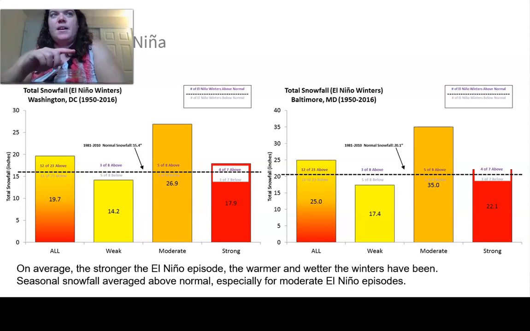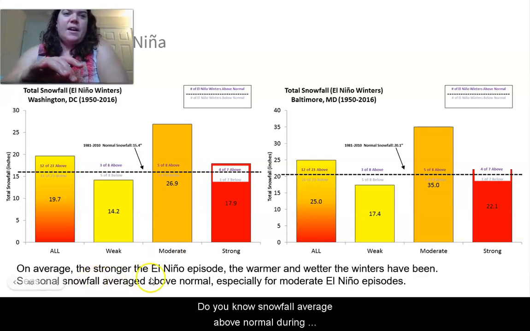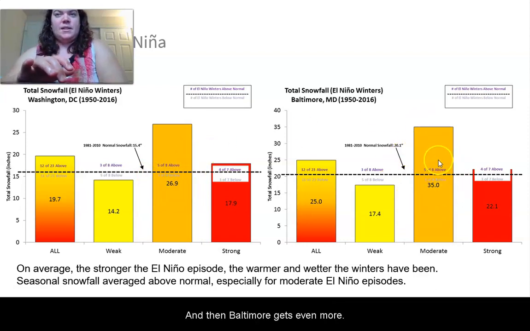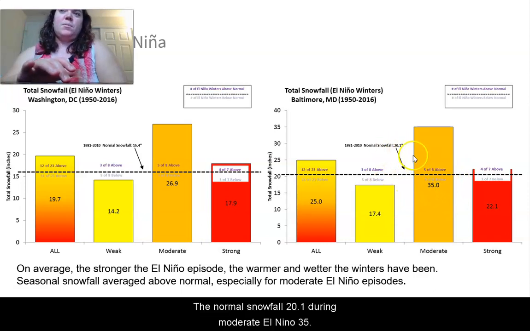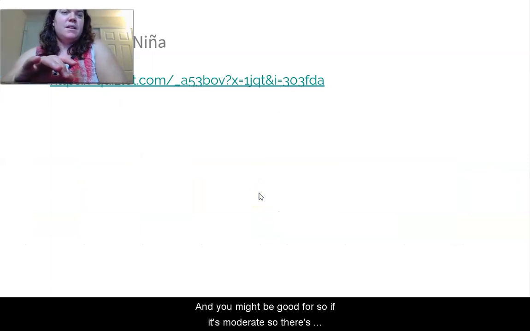So if it's warmer, then that means I'm going to have less snow, right? Because it's warmer. Now, seasonal snowfall averaged above normal during a moderate El Nino. So not the strongest, but the moderate had above normal snowfall. So there's normal snowfall, 15.4 inches, and we had 26.9 during El Nino winters on average. And then Baltimore gets even more: normal snowfall of 20.1, and during a moderate El Nino, 35. So, just saying, El Nino might be good for snow if it's moderate.